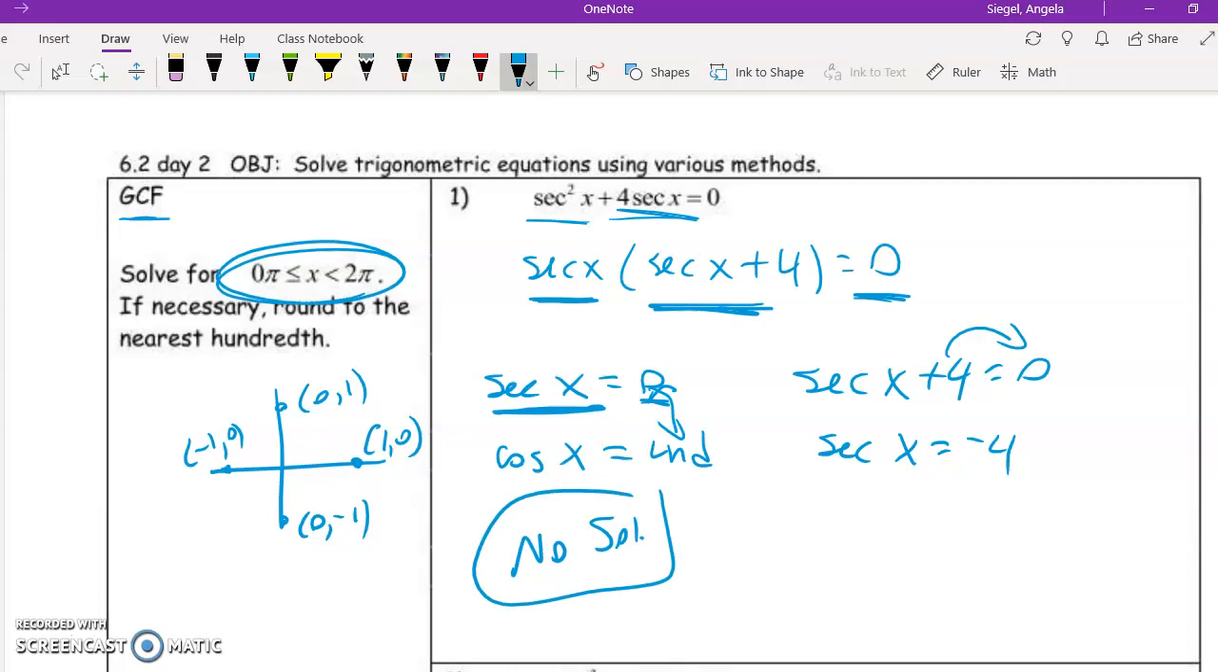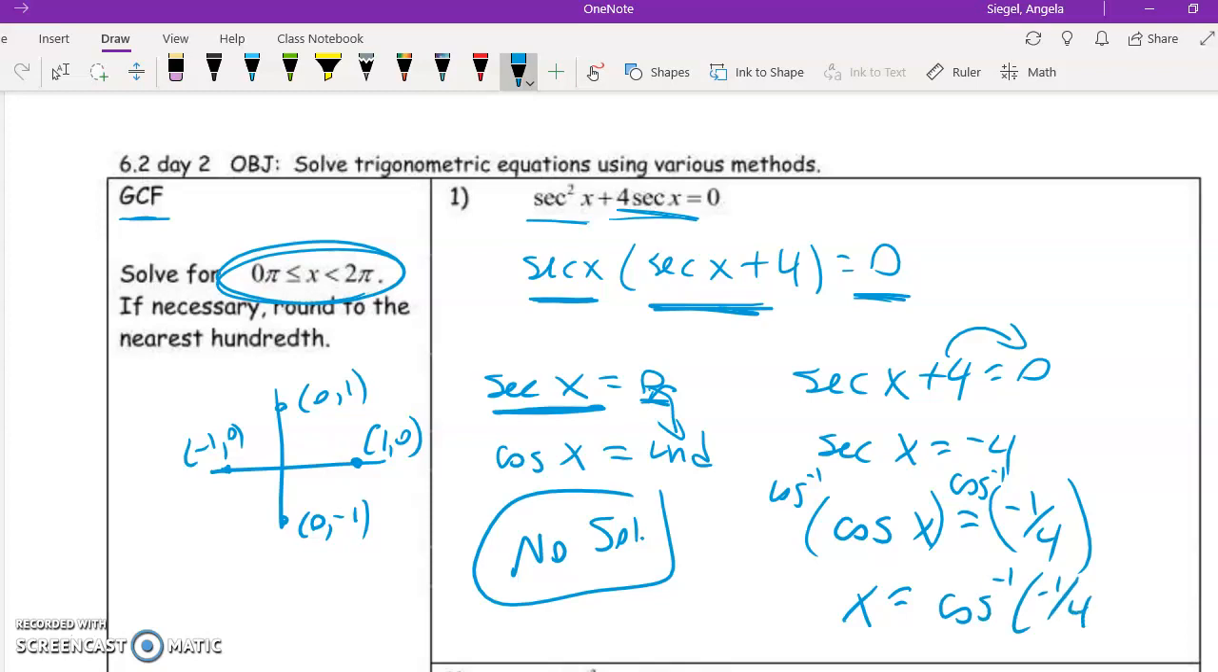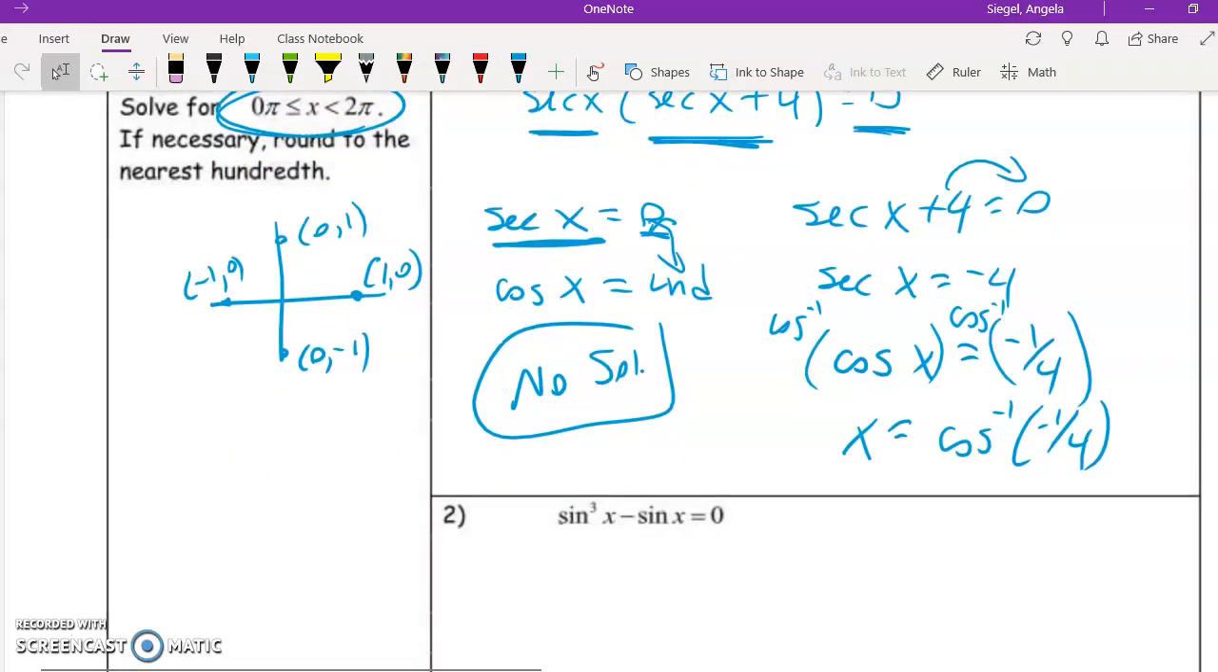So this one I can do because when I flip it, goodness gracious, hold on a second. Okay, that's what I meant to do. It's going to be that. So when I take the cosine inverse of both sides, that is totally okay because it's under 1. But it is not on the unit circle.